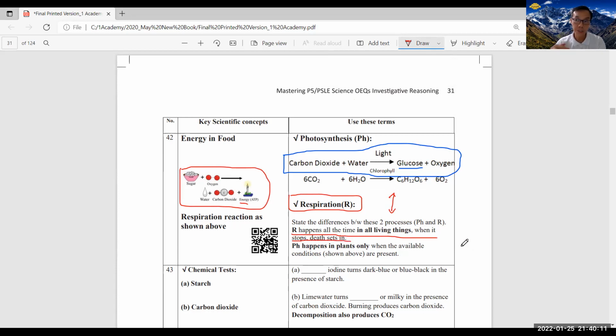So in other words, even when plants are having photosynthesis, the process of respiration is taking place. Teachers, do take note to highlight this to students, because if the living thing or the plant stops respiring, indirectly it means that the plant died, because respiration is a life-giving process.